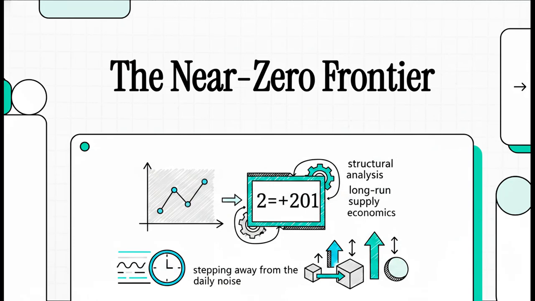Welcome to This Explainer. Today, we're taking off our day trading hats and putting on our fixed income strategist hats. We are building a quant model deep dive on the single equation that governs PLAZM's long-run supply economics. We're stepping completely away from the daily noise and looking structurally at the mathematical foundation that determines whether this protocol acts as a depreciating or an appreciating asset over time.